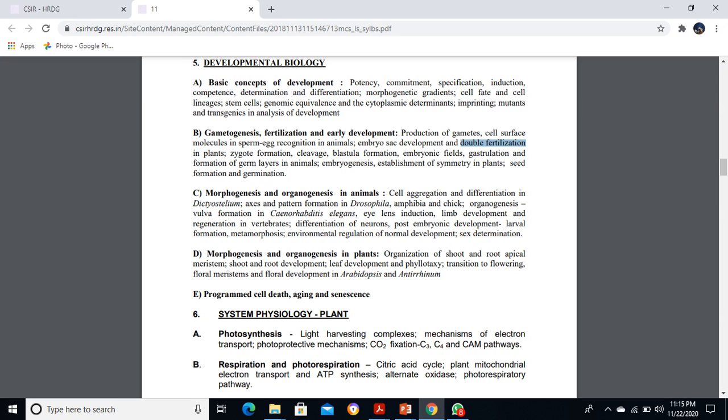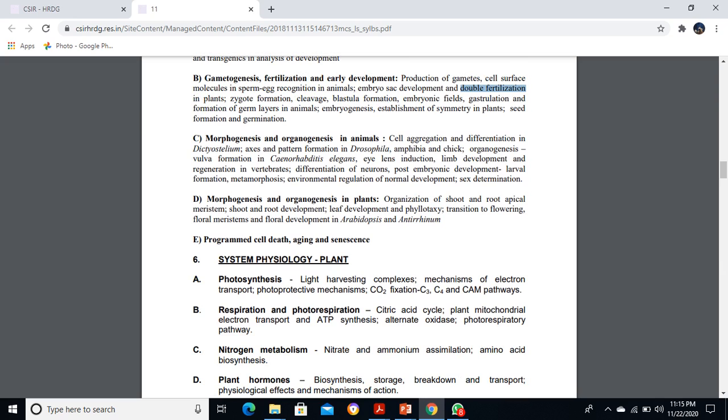Embryology is a very important topic. I think in last year there were questions from this area also: embryogenesis, various genes, shoot and root development, apical development, transition to flowering, floral meristems, so everything. So when we consider plants, both from the sixth module and developmental biology together, you will get a lot of questions. I think some 20 to 25 marks you will definitely get from the plant area.